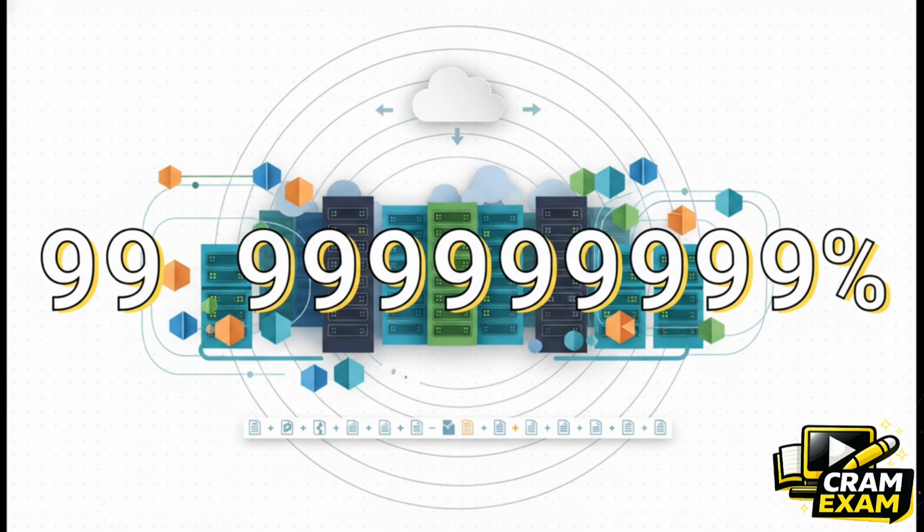S3 also provides strong read-after-write consistency. That means the absolute millisecond you receive an HTTP 200 success response from a put request, that new object is immediately available to read worldwide.